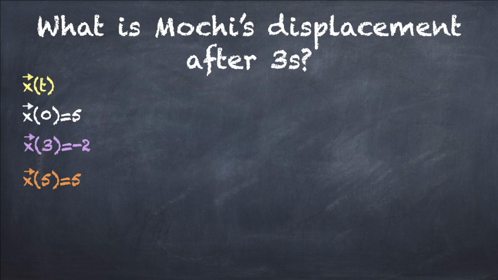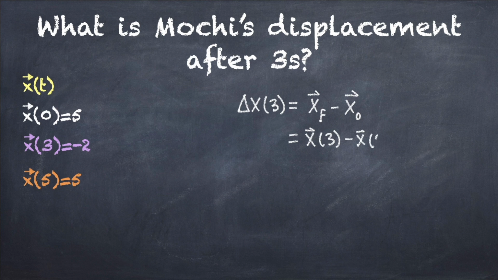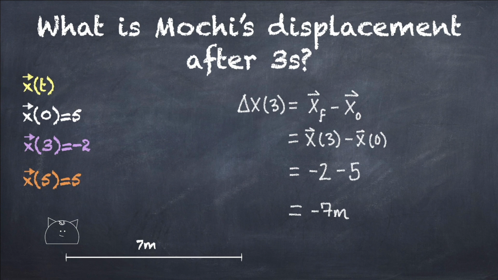Let's compute Mochi's displacement after 3 seconds. We start by copying our definition here. The displacement after 3 seconds is equal to Mochi's final position minus his initial position. Here, his final position will be his position at time equal 3 seconds, while his initial position is that at t equals 0 seconds. Now we just fill in numbers. This becomes negative 2 minus 5, or negative 7 meters. This means that in the first 3 seconds, Mochi moved 7 meters from his starting position in the negative direction, or in other words, to the left.